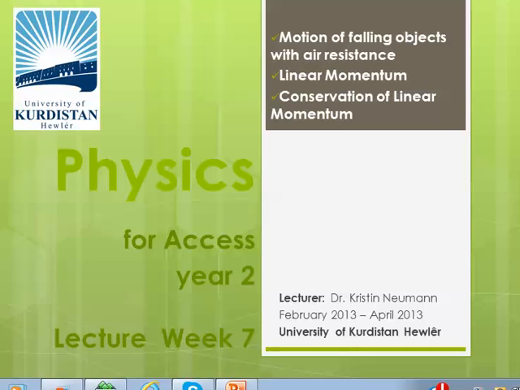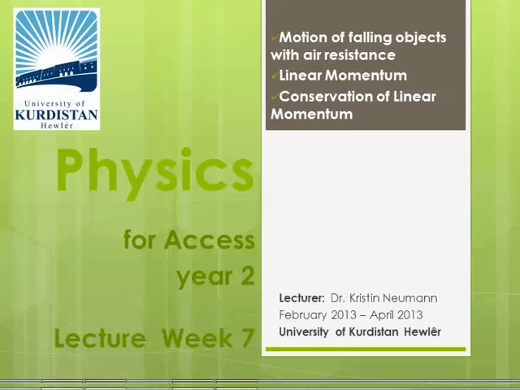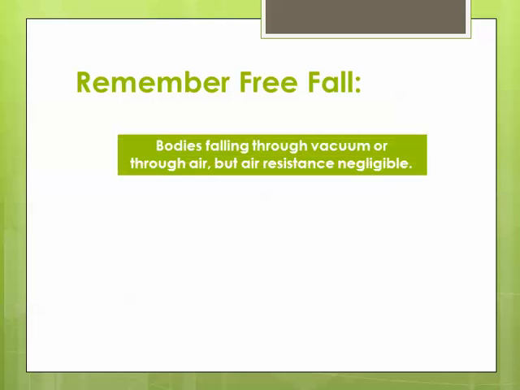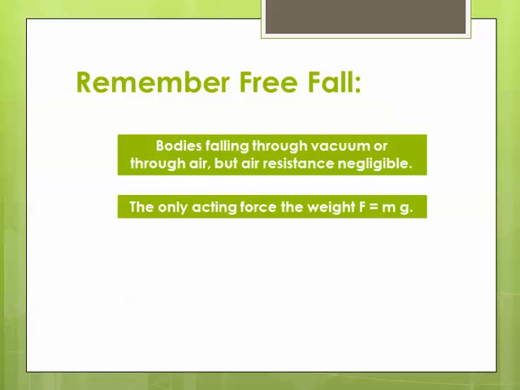This is quite complicated. So it is advisable to look back and remember what free fall was about, because that is easier. So free fall is the motion of an object as it falls. However, air resistance is negligible. The only acting force on the object would be the weight, and we neglect any air resistance. So if we are talking about free fall, the only acting force is the weight given by the mass and the Earth's acceleration, m times g.